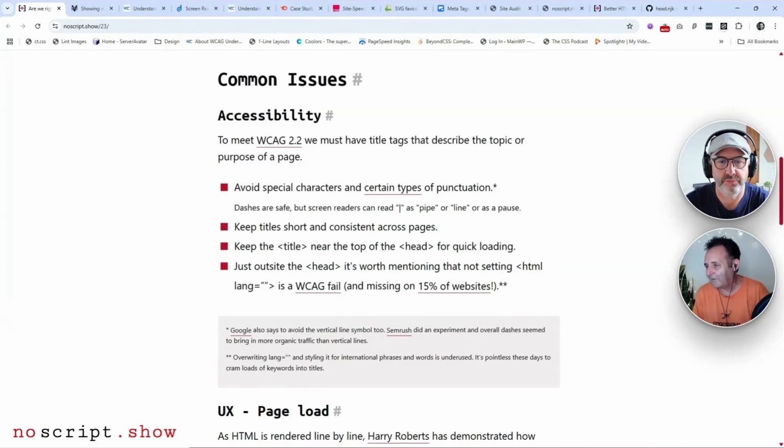The one that was really fascinating, the first bullet point I got here, was to avoid special characters and certain types of punctuation. It's again from Sarah Suadan's accessibility course, which was a sort of passing reference, but it's really dangerous for screen readers. Dashes are safe, but when it comes to the vertical line or the pipe symbol, whatever you call it, a screen reader may choose, depending on the combination with your browser, to read out pipe, line, or just pause as it would do with a dash.